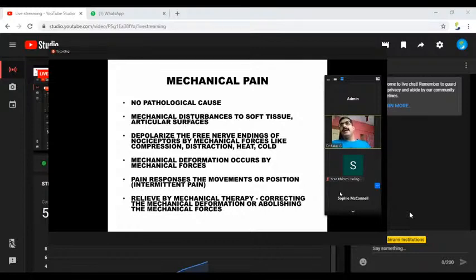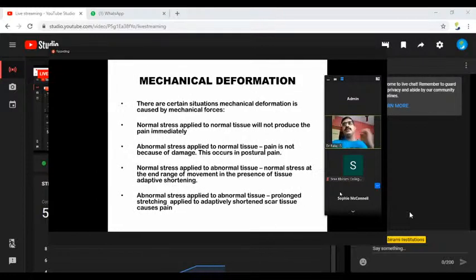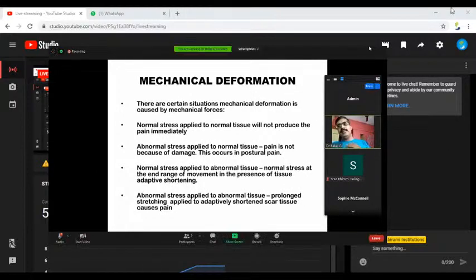So mechanical pain can be relieved by mechanical therapy, where there are compressions, if there is excessive depolarization of the free nerve endings of mechanical soft tissues. So when the mechanical disturbances occur, the pain will continue. Once the disturbances are relieved, automatically the pain will be relieved. So what are the mechanical deformations? There are four kinds of forces that can cause it.